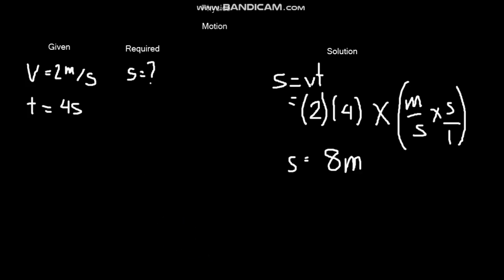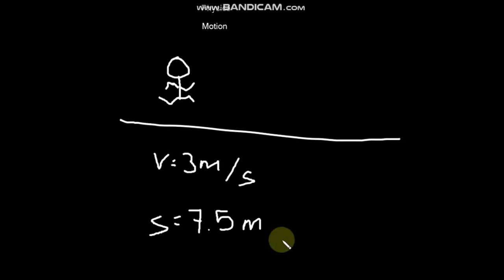So let me just give you one more question and it will be the end of the video. So let's say that again a boy ran at 3 meters per second for a distance of 7.5 meters. So the thing needed is the time it takes him to cover 7.5 meters at the speed of 3 meters per second. Pause the video and try it.